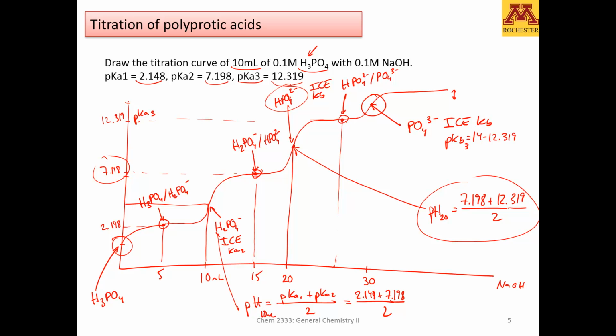The other points in between, as you can see, can be calculated just by using the pKa's of the different species. So it looks complicated, but if you first identify the important points, the equivalence points and the halfway points of the titration between equivalence points, that will give you a lot of information. All right, let's practice another one.